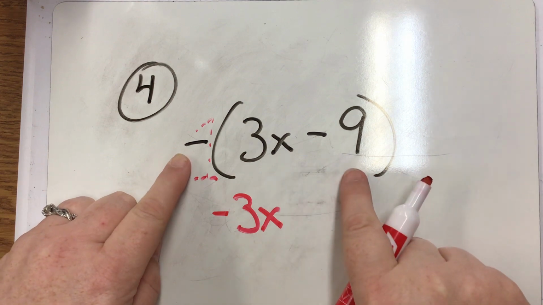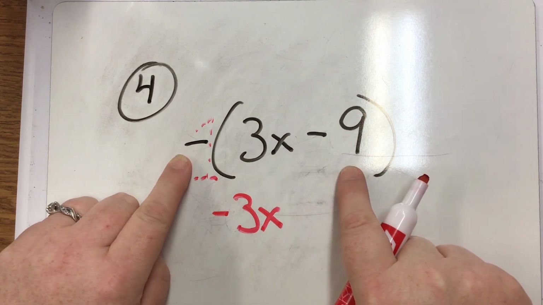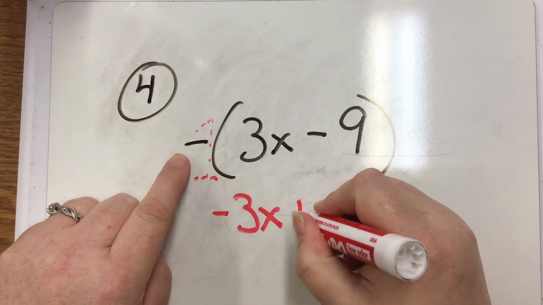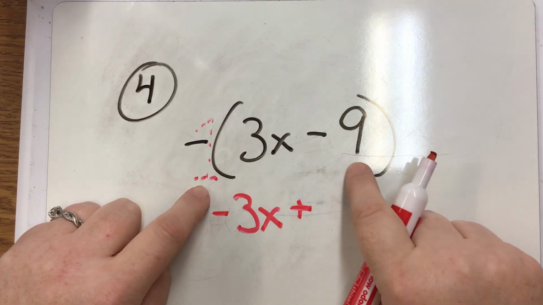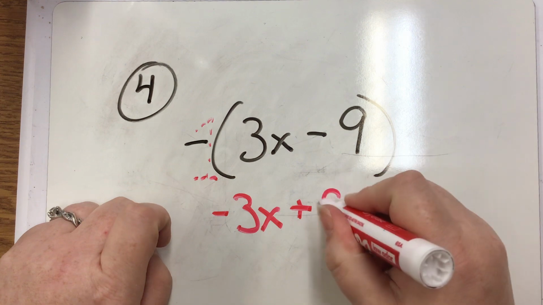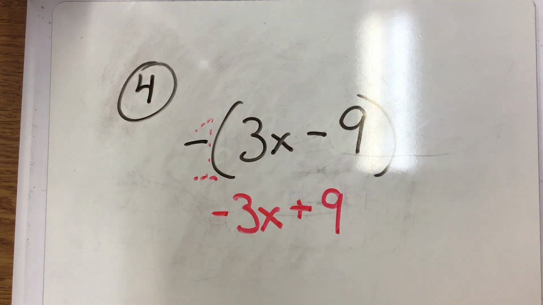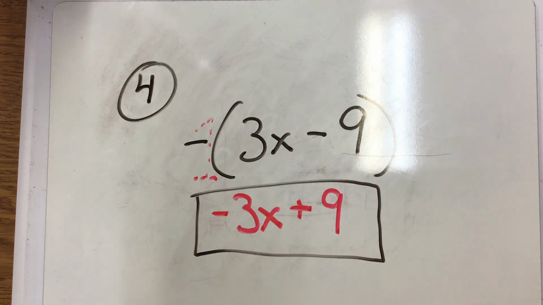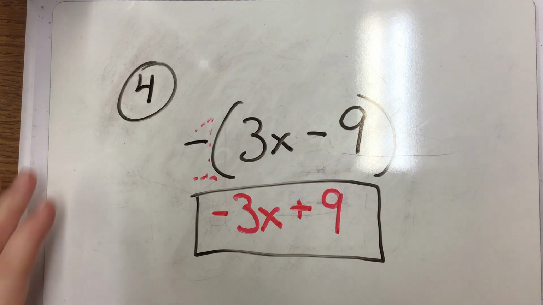What's negative times negative 9? Well, negative times a negative is a positive. 1 times 9 is 9. And there's our answer. All right, moving on.